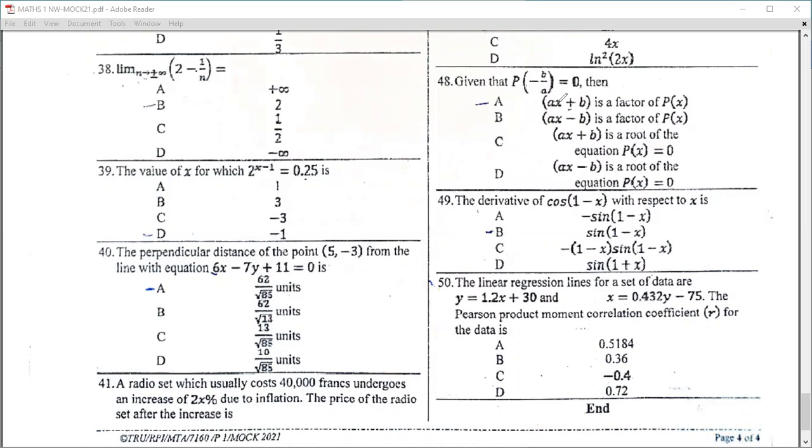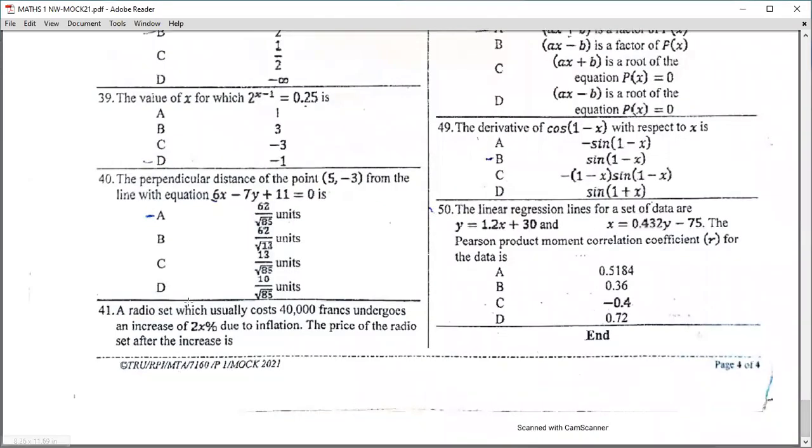All right, now the next question. Let me bring the page up a bit. A radio set usually costs 40,000 francs, undergoes an increase of 2x% due to inflation. So what's the price of the set after the increase?